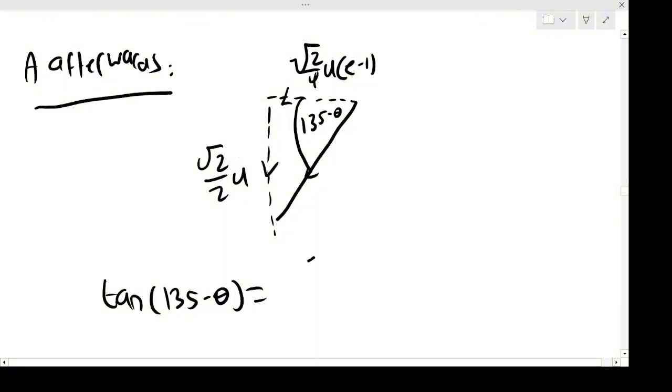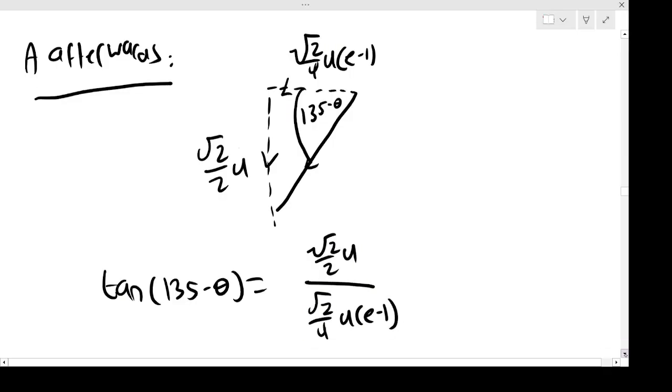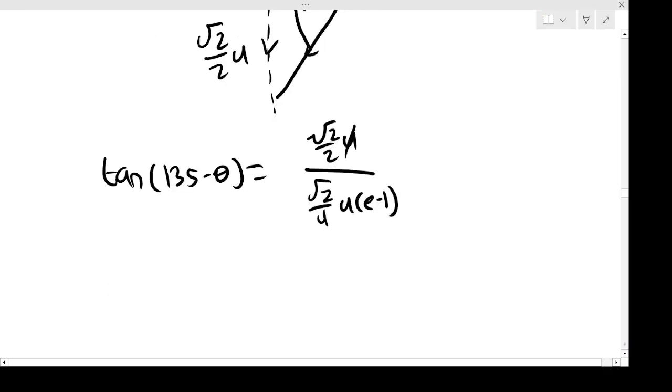So the opposite is root 2 over 2 U over the adjacent of root 2 over 4 U of E minus 1, okay? And so the U's cancel, and if we now do root 2 over 2 divided by root 2 over 4, this simplifies to 2 over E minus 1, okay? But of course, this is not tan theta, it's tan 135 take away theta. So what we're going to need to do is again simplify that.